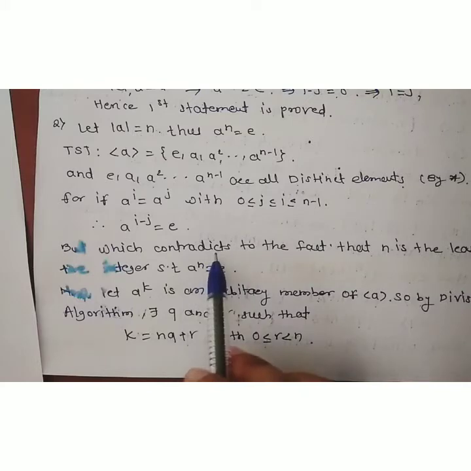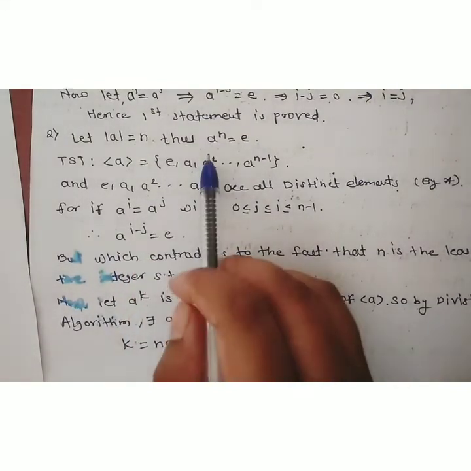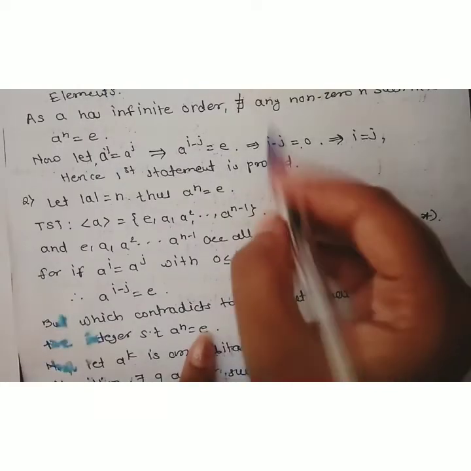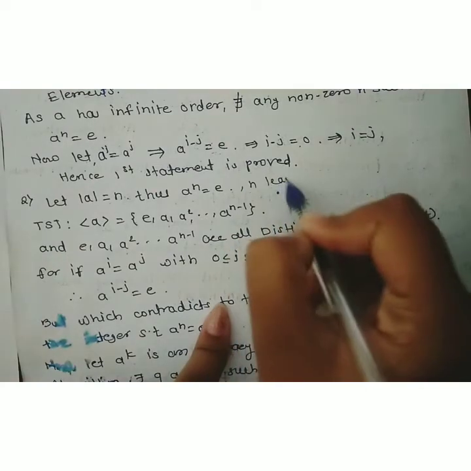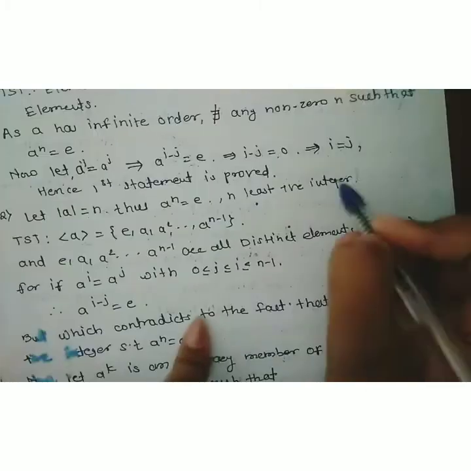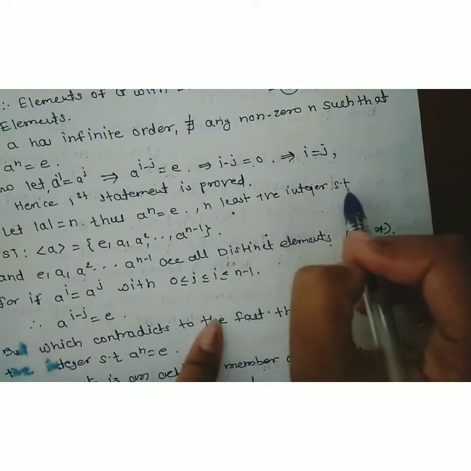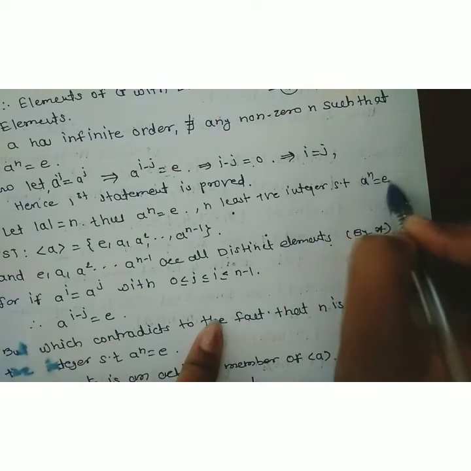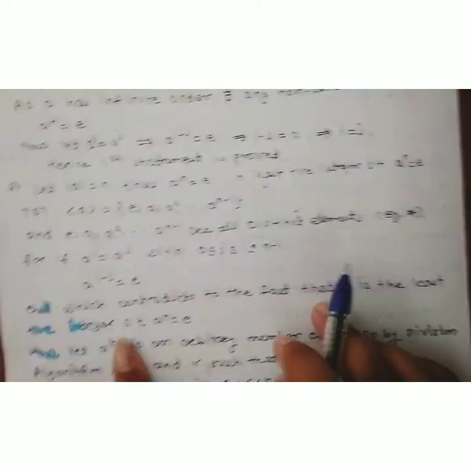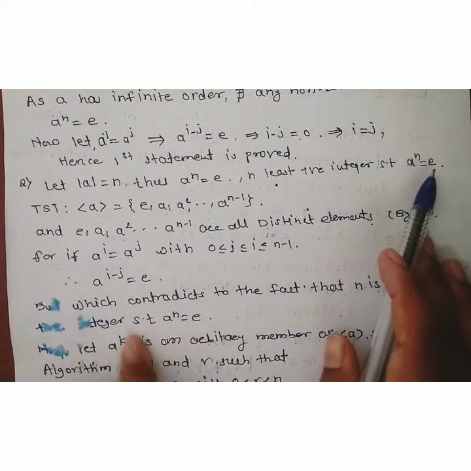But this contradicts which fact? Since the order of a is equal to n, therefore a to the power n is equal to identity, that is, n is the least positive integer such that a to the power n is equal to identity. Okay, so n is the least positive integer such that a to the power n is equal to identity.